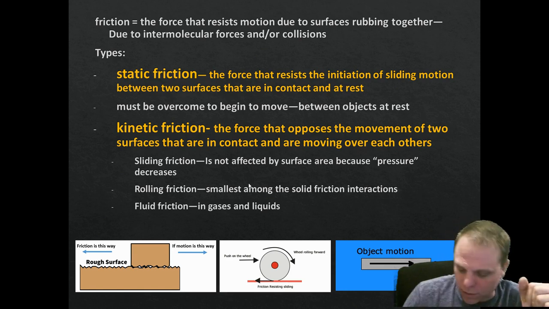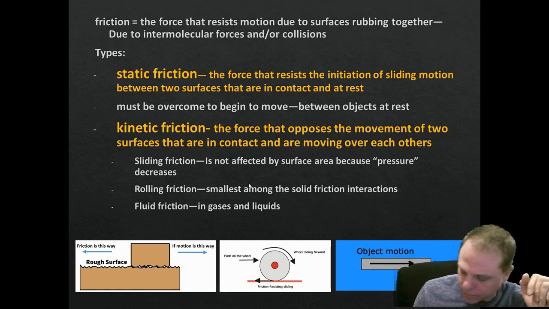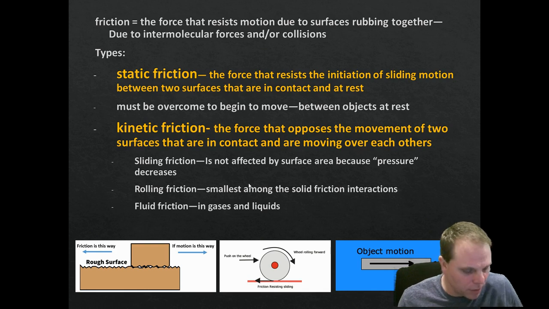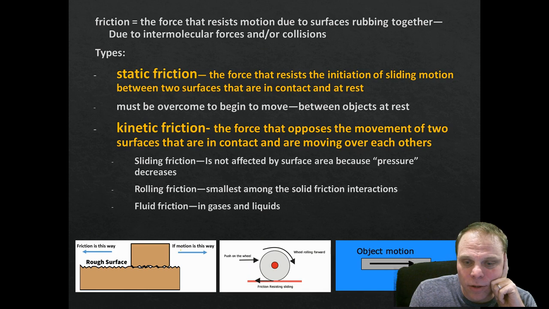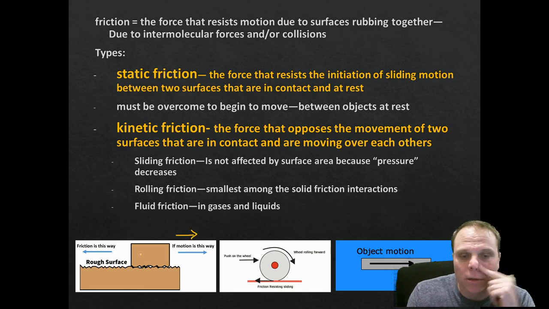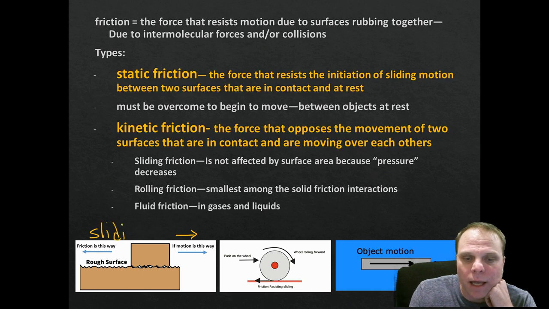So we have static friction, which of course you can see has been overcome. There we go. So the idea here on this one is that we do have some motion, right? And so static friction has already been overcome. So what we have now is sliding friction.